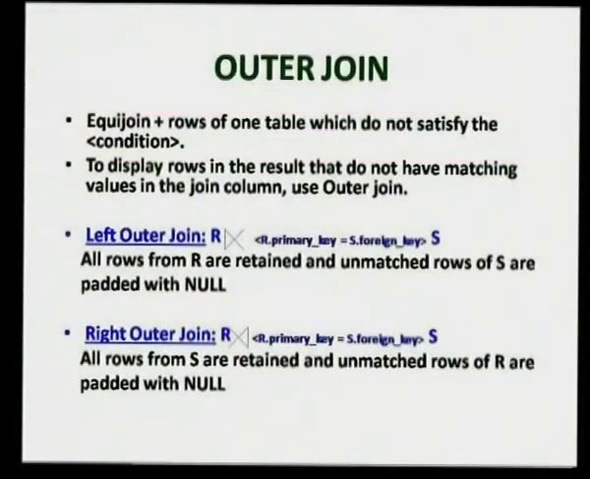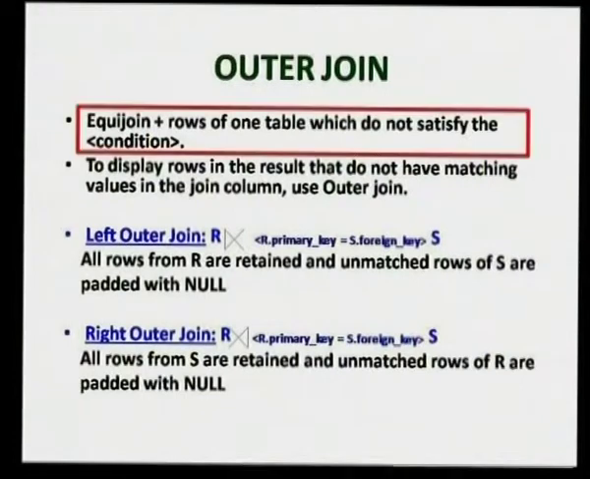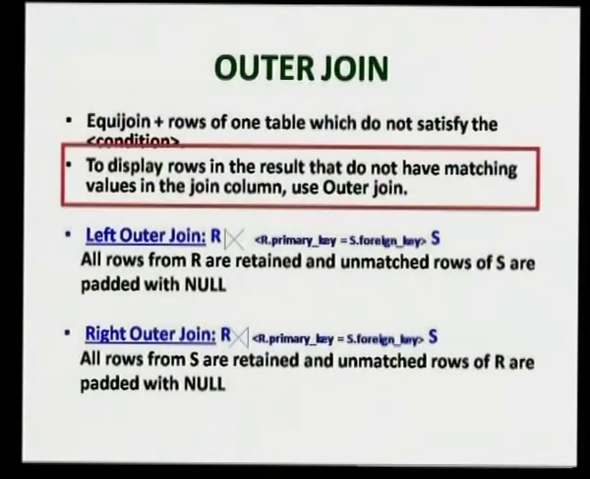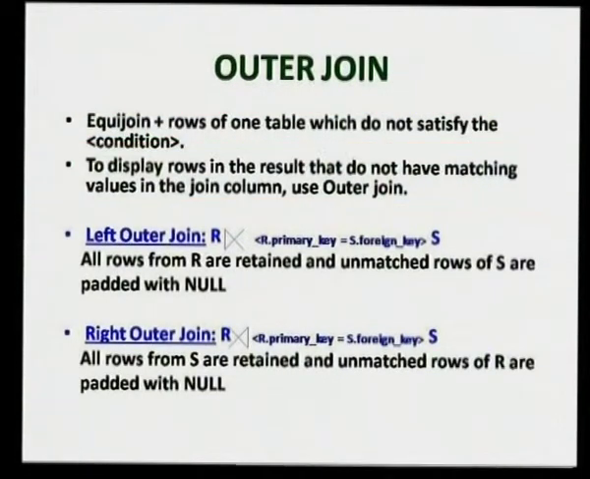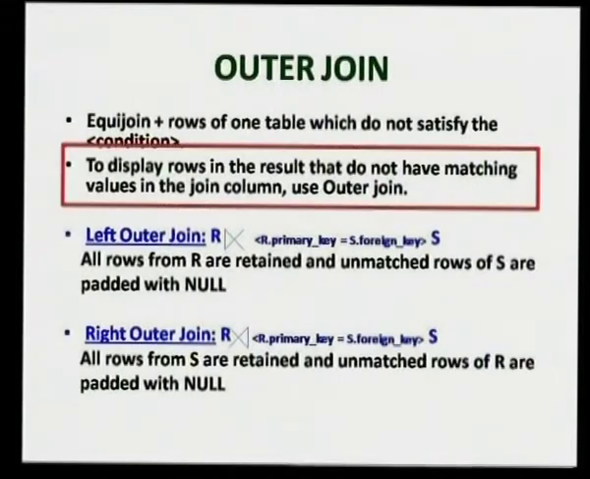Now we look at outer join. Outer join is equijoin plus the rows of one table which do not satisfy the condition, which you also take into consideration. To display rows in the result that do not have matching values in the join column, we use outer join. Normally in an equijoin, only when the two attributes in the condition have equal values are we going to do the join.